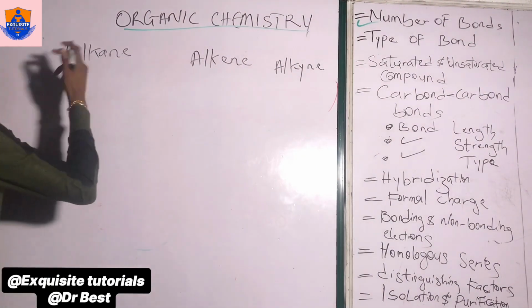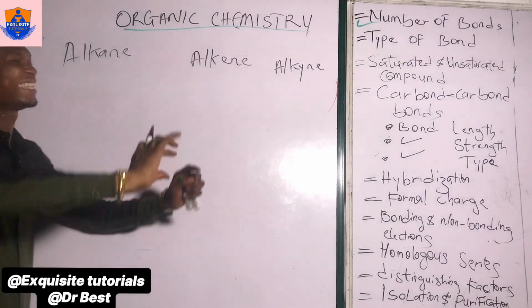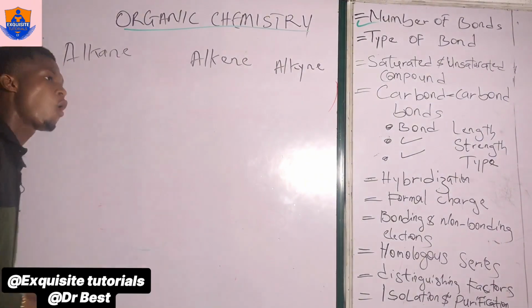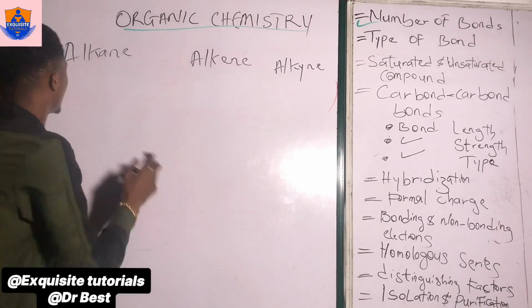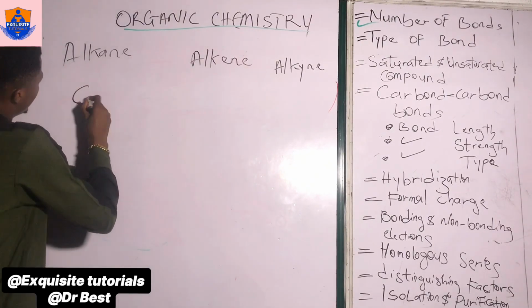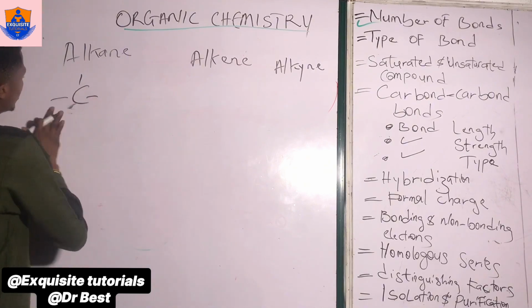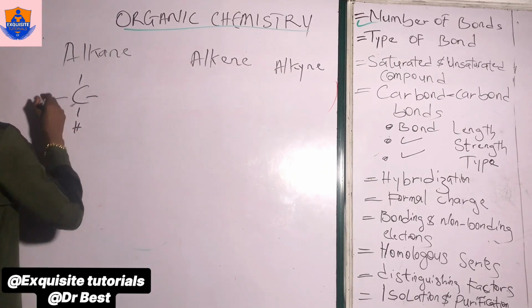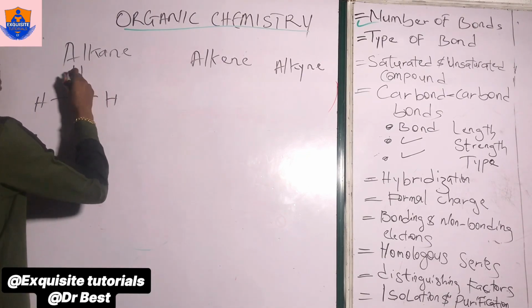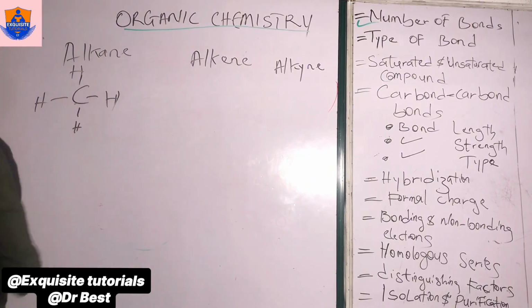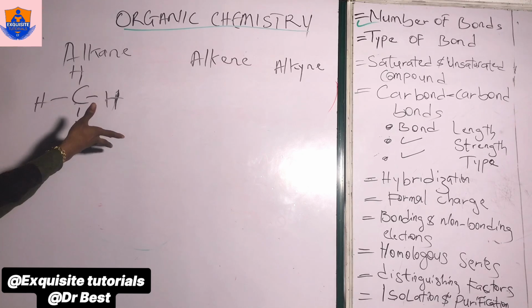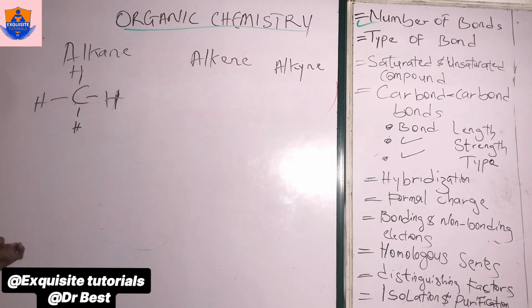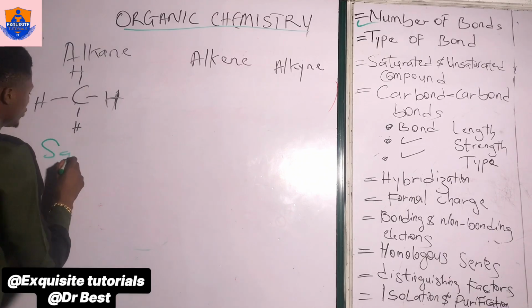Now, an alkane is a compound that has the maximum number of hydrogen atoms bonded to the carbon. Now, this is an alkane. There's hydrogen here, there's hydrogen here, there's hydrogen here, there's hydrogen here. This is the first member of the alkane family. We'll call it methane. So, since it has the maximum number of hydrogen atoms attached to it, it means this is saturated.